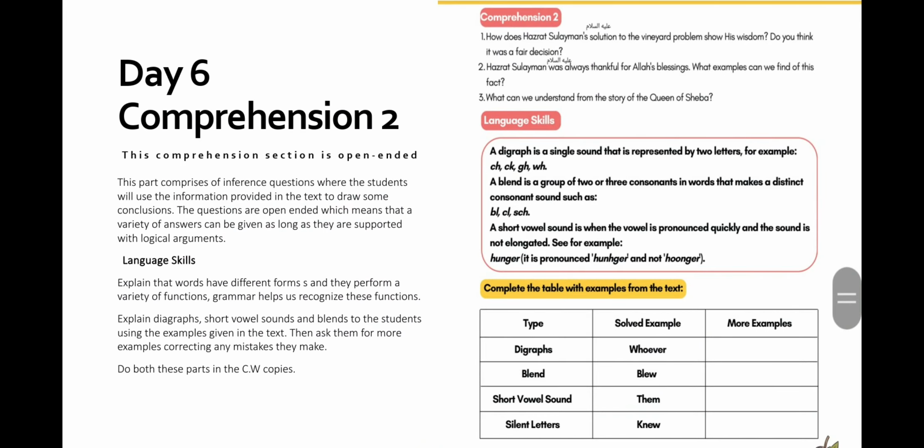Now we are coming to the second comprehension. This is day 6. The second comprehension is more open-ended, but I have given a few suggestions for the answers. This part also has some language skills. In the language skills, you are teaching the students what are digraphs, what are blends, what are silent letters, and what is short vowel sound.